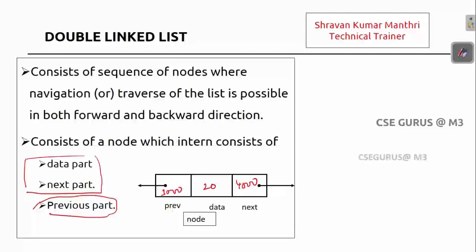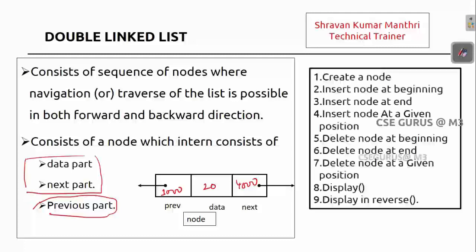We will clearly check out how these values can be represented. Anyway, we'll see in this video the programs: how to create a node, how to insert at beginning, end and position, delete a node at beginning, end and given position, and display, as well as one more thing, we can display in reverse also in the double linked list easily.